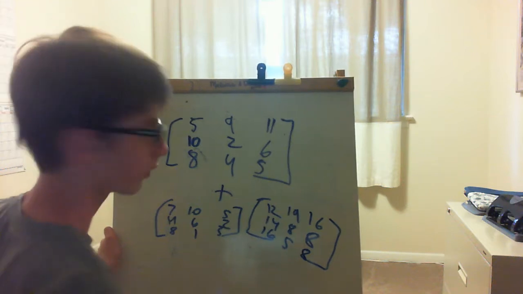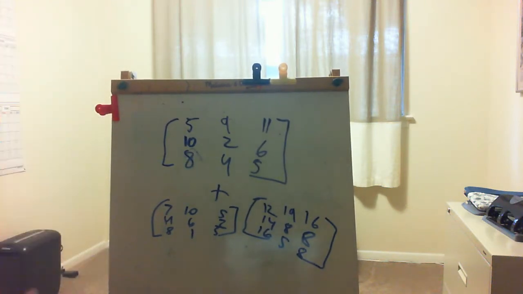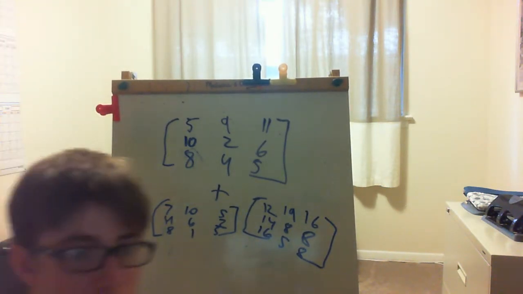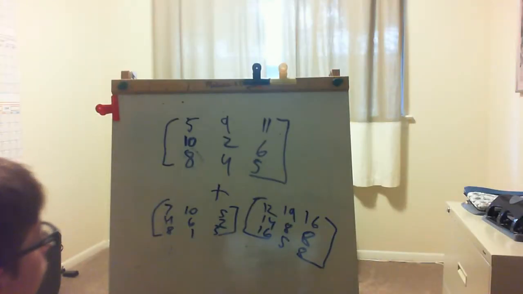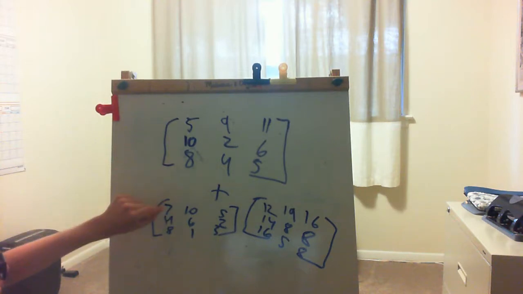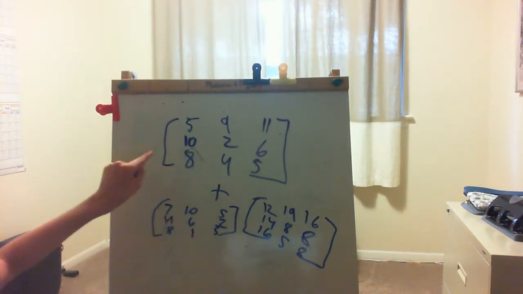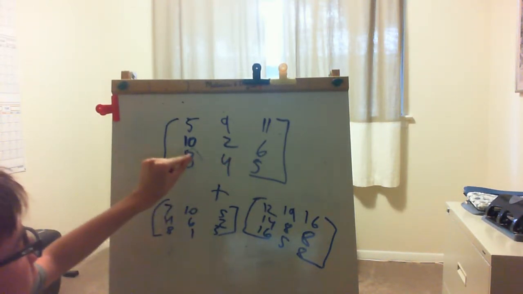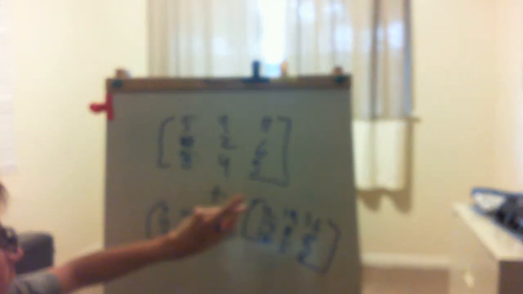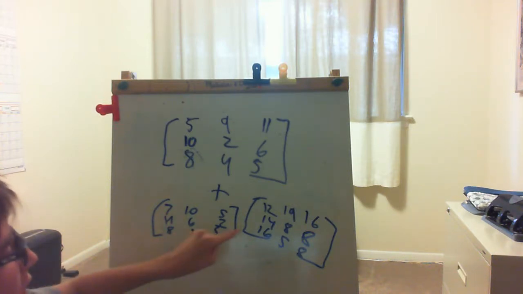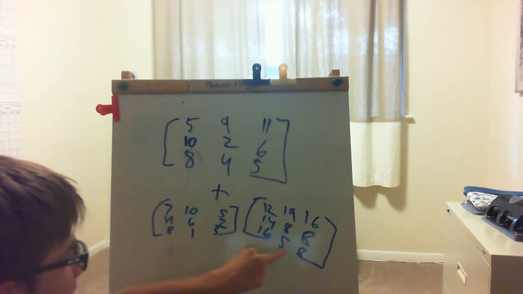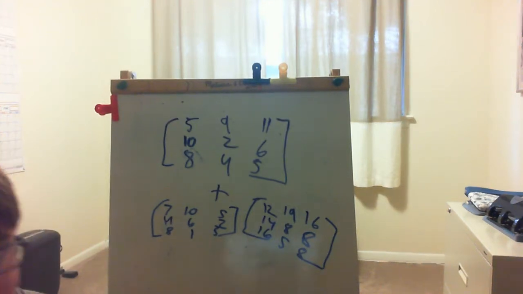So our answer for adding 3 by 3 matrices: 5, 9, 11, 2, 10, 2, 6, 8, 4, 5 matrix plus 7, 10, 5, 4, 6, 2, 8, 1, 3 is 12, 19, 16, 14, 8, 8, 16, 5, 8.